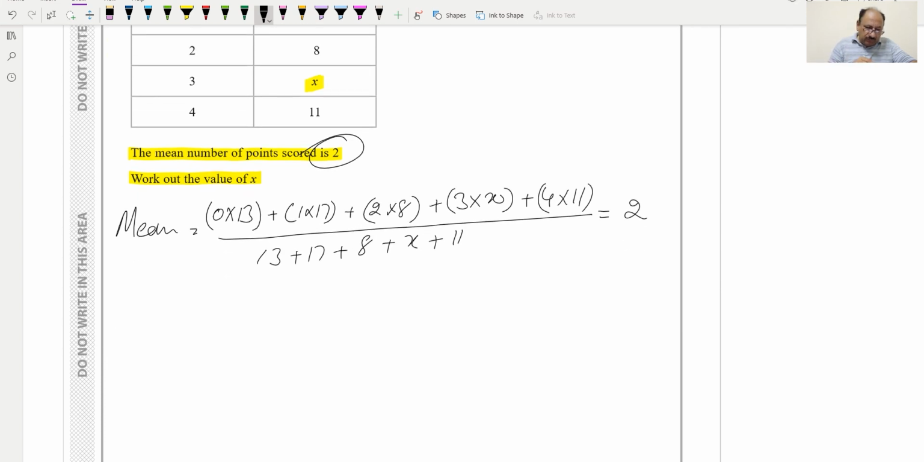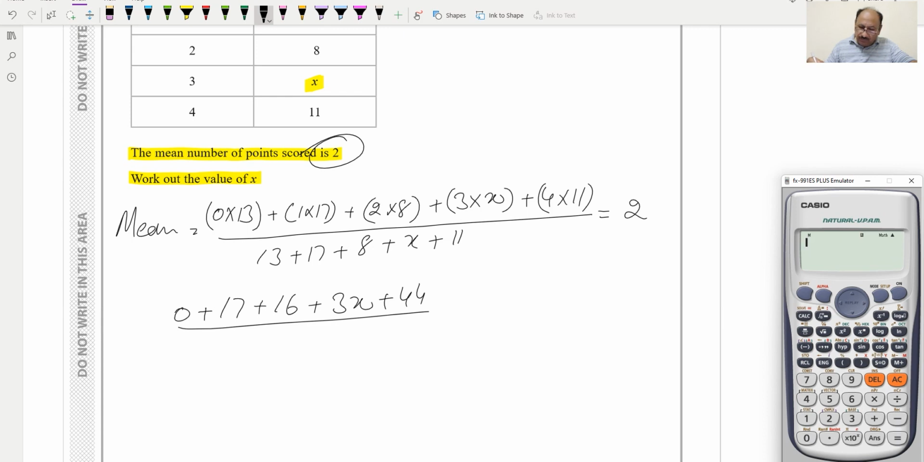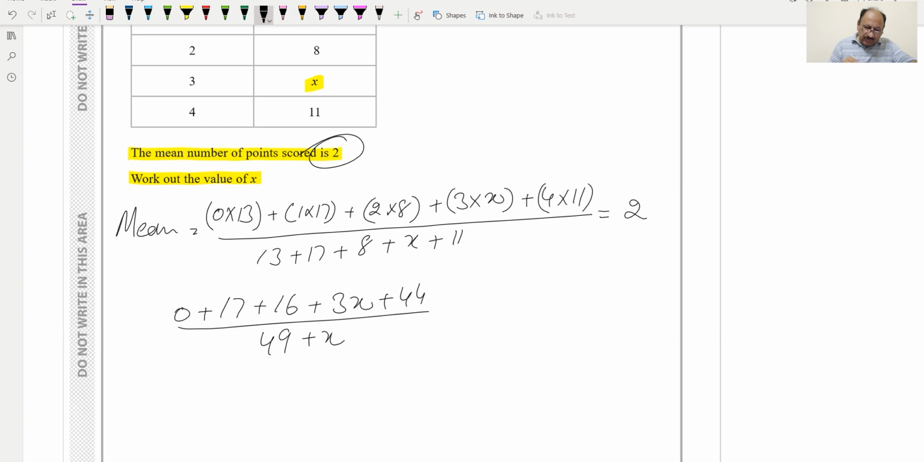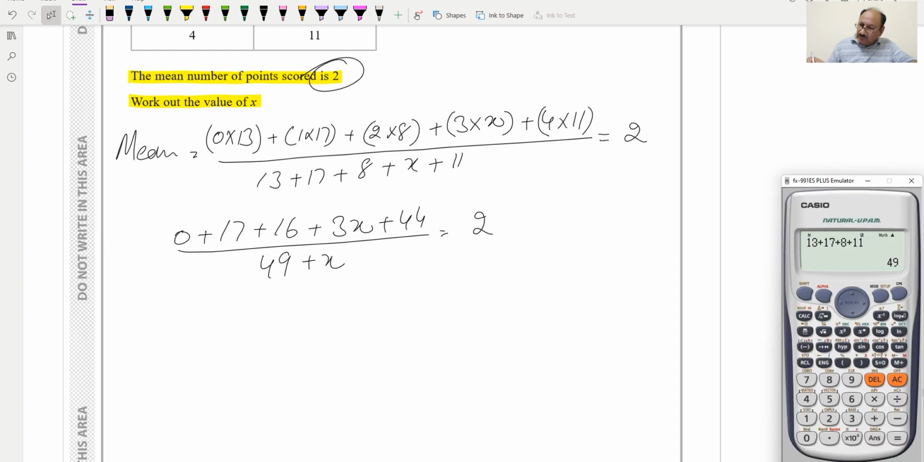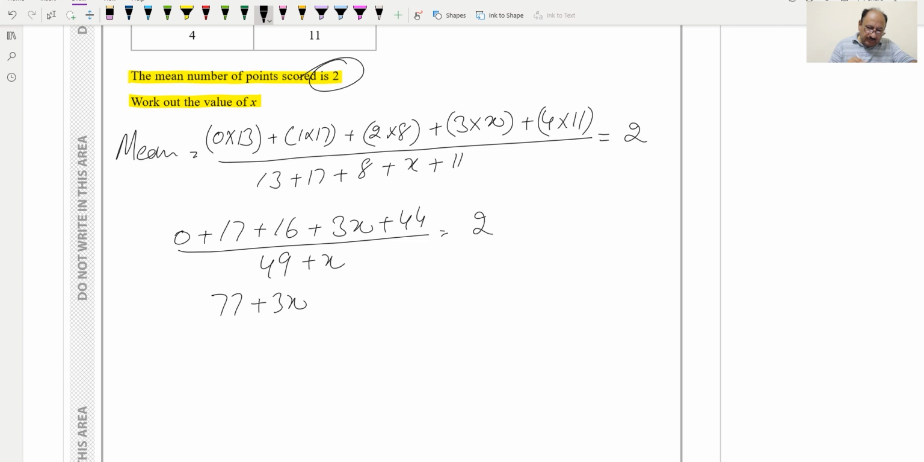To solve this equation, first we will simplify. 0 into 13 will be 0, plus 1 into 17 will be 17, plus 2 into 8 will be 16, plus 3x and plus 44, and divided by, we can add these numbers, 13 plus 17 plus 8 plus 11 is equal to 49. So we can write 49 plus x is equal to 2. Now we can cross multiply. Before cross multiplication, we will simplify the numerator. 17 plus 16 plus 44 is equal to 77. So 77 plus 3x, and over this will be 49 plus x, is equal to 2.